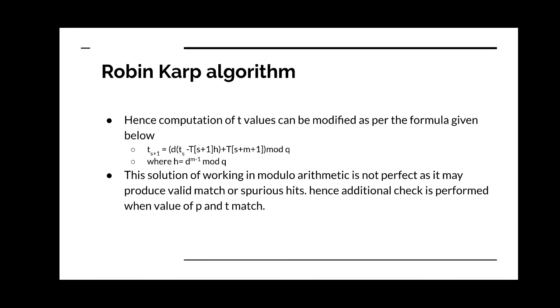This solution of working in modulo arithmetic is not very perfect, as it may produce valid matches or spurious hits. Hence, an additional check is performed when the values of p and t match. We'll see what spurious hits are now.